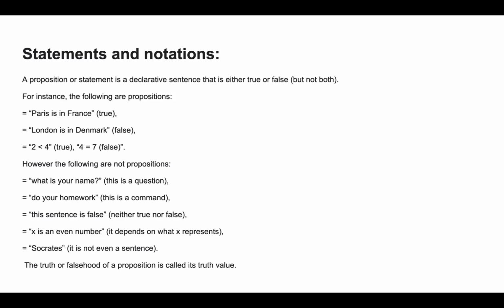Second, we have seen London is in Denmark. Its truth value is false. Though its truth value is false, it is still a statement, since it has a value, either true or false. Then 2 less than 4 is also a statement, which has the truth value true. And 4 is equal to 7 has the truth value false, but as we are declaring something, it is a statement.